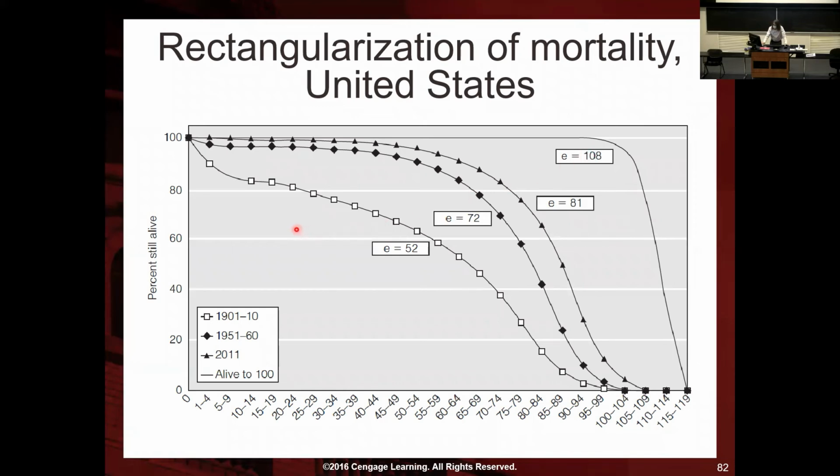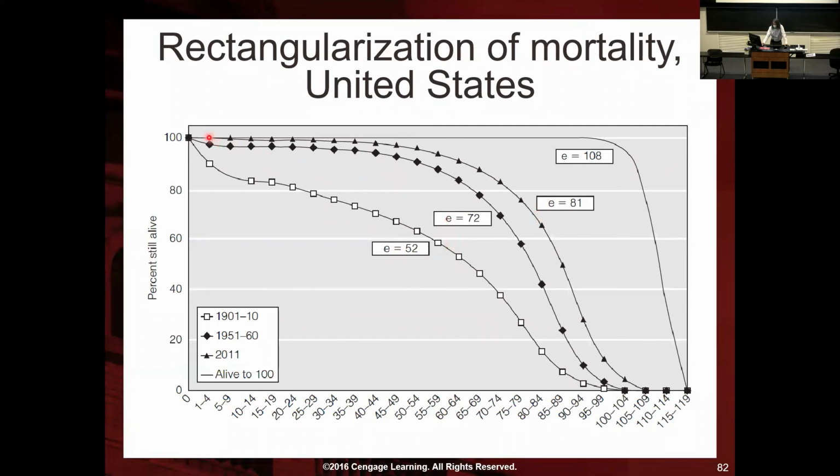Oh, sorry, I said that these were life expectancy in each one of the age groups, and that's not that. That's the percentage of people alive. The life expectancy in 1901 to 1910 was 50 years. The life expectancy in 1951 to 1960 was 72 years. And the life expectancy at birth in 2011 was 81 years. So low life expectancy at birth.